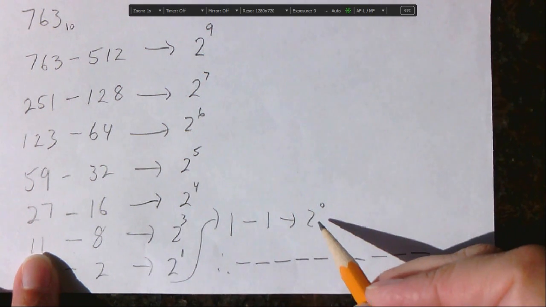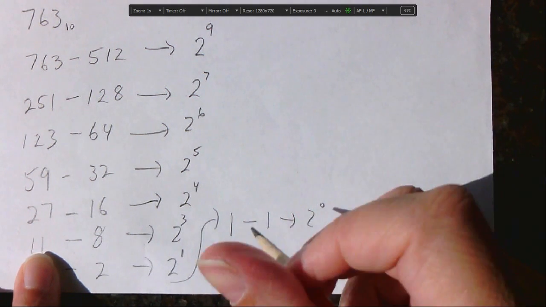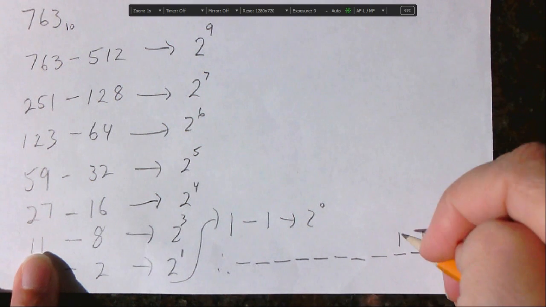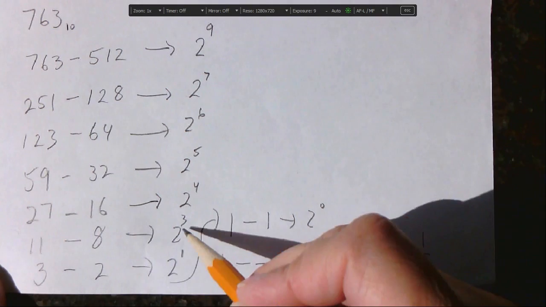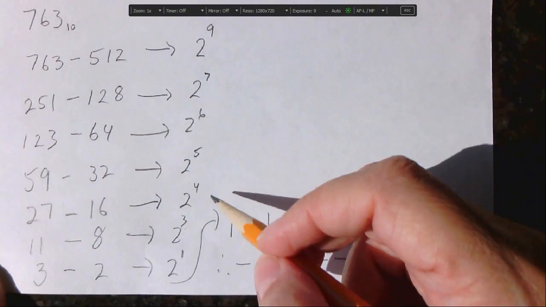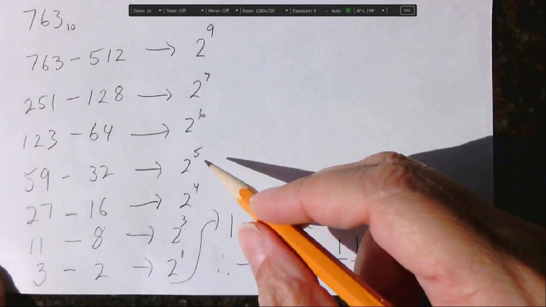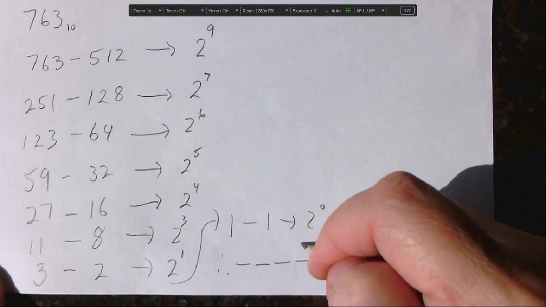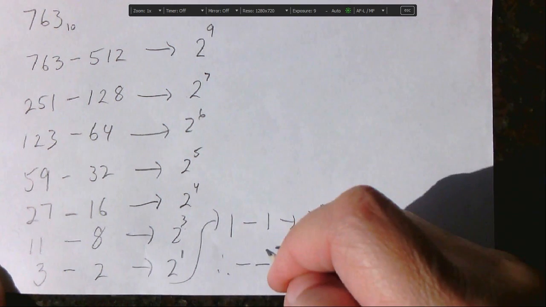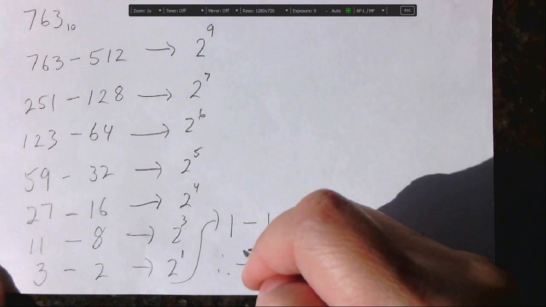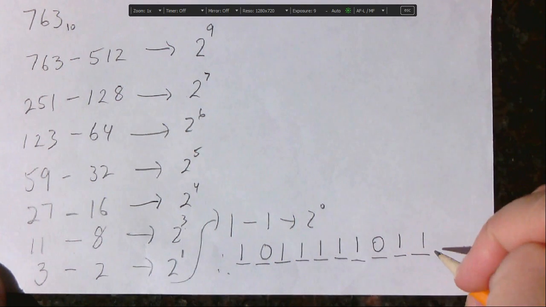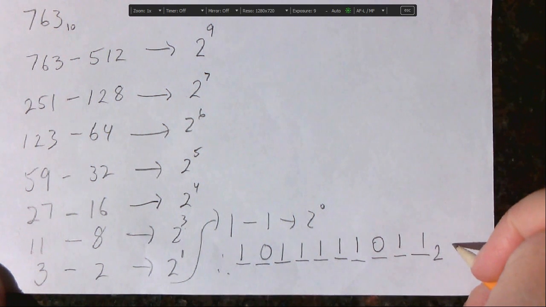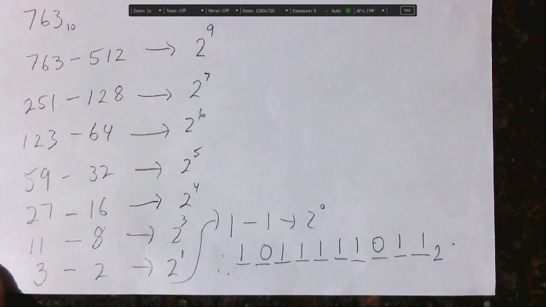Okay, and so do we have a 2 to the 0? Yes, we do. We have a 2 to the 1. We don't have a 2 to the 2, so that's a 0. We do have a 2 to the 3. We have a 2 to the 4. We have a 2 to the 5. We have a 2 to the 6, 2 to the 7. We don't have 2 to the 8. And we have 2 to the 9. Okay, and that is our binary representation, so I'll put a little 2 there.